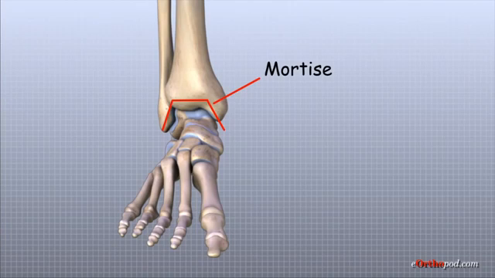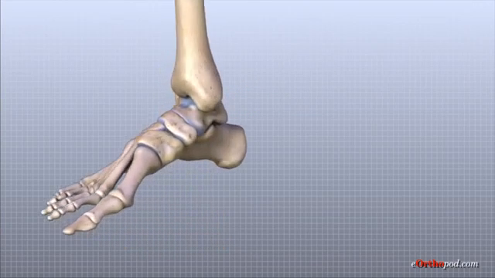The ankle socket is sometimes referred to as the mortise of the ankle, because the structure of the ankle joint is similar to a joint used in woodworking called a mortise and tenon joint. It has been used by craftsmen for centuries to create strong, sturdy connections in furniture and buildings.